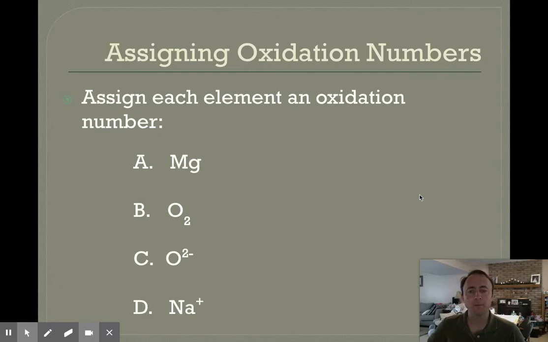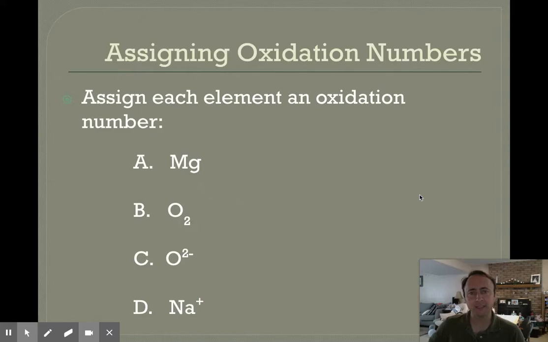So magnesium and oxygen in choices A and B are free elements. In general, these are the easy ones, but we tend to overcomplicate things when we're learning. These easy free elements are going to be 0. So that magnesium atom will have an oxidation number of 0. And in the molecule O2, it is an element, so each oxygen has an oxidation number of 0. It's nonpolar, it's not gaining or losing electrons.